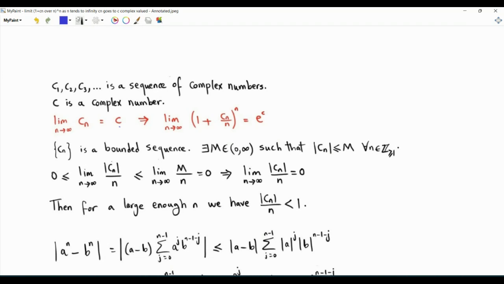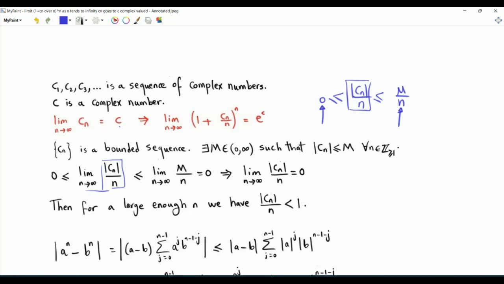This magnitude divided by n is non-negative. And since the sequence is bounded, the magnitude of Cn is less than or equal to big M. So this quantity, the magnitude of Cn divided by n, is less than or equal to M divided by n and greater than or equal to 0. Now we take the limit. This side, the limit is 0 as n tends to infinity. That side, as n tends to infinity, because M is some given finite number, the limit will also be 0. So the limit of this quantity exists as n tends to infinity and is exactly 0.